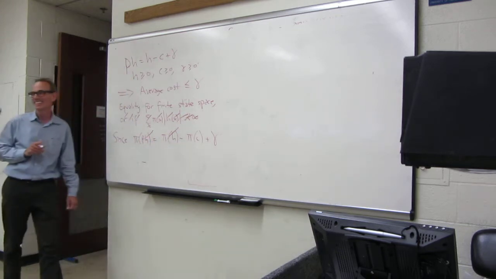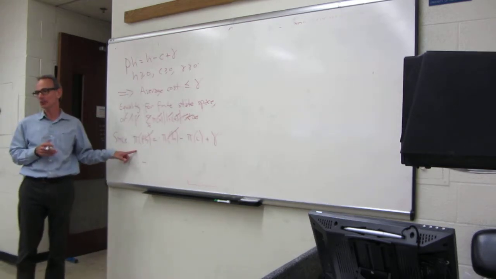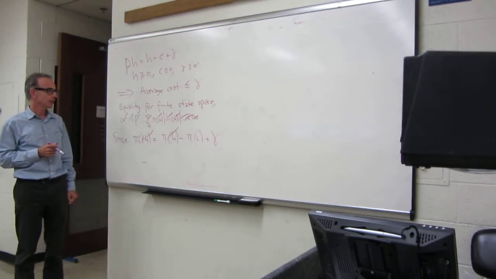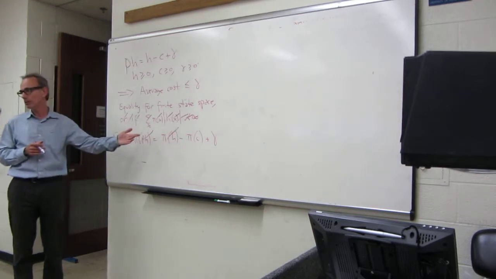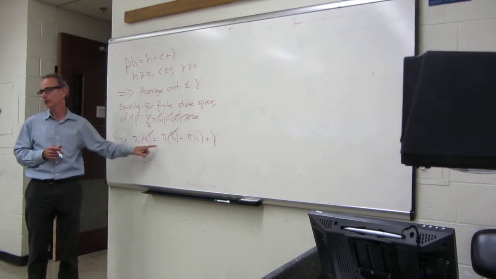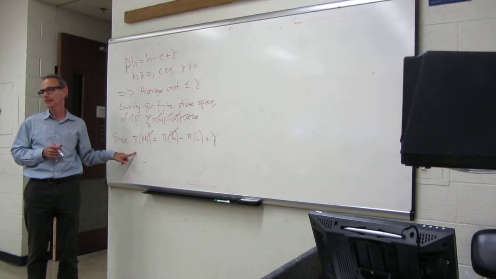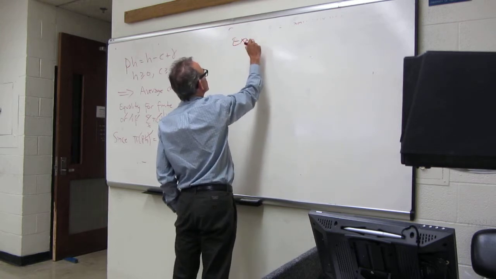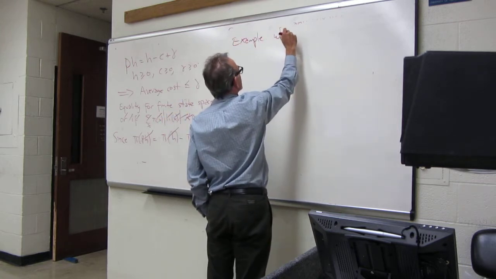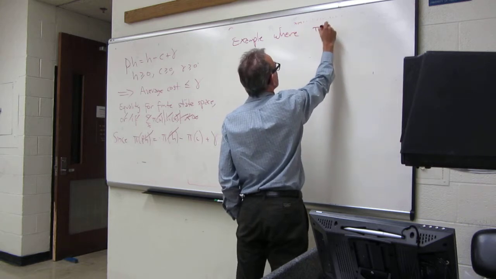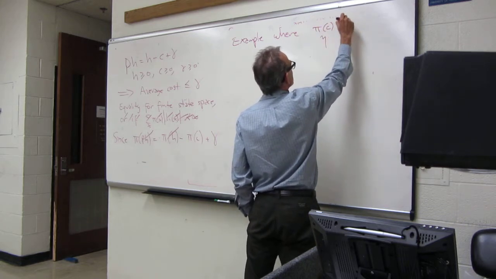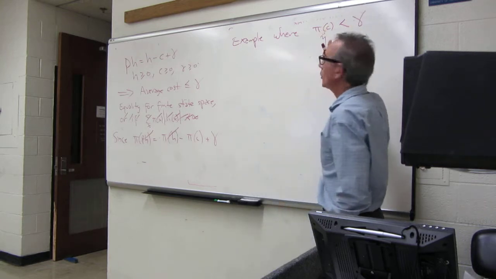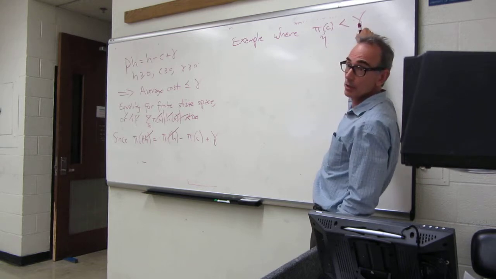But the point is, for any stationary distribution, you would get it. And for a finite state space, that's all you have to check. Anyway, that's the idea. But the thing is that for a countable state space, you could have infinity on both sides. You can't cancel. And here's an example, where the thing that we call eta, which is pi of c, is strictly less than gamma.